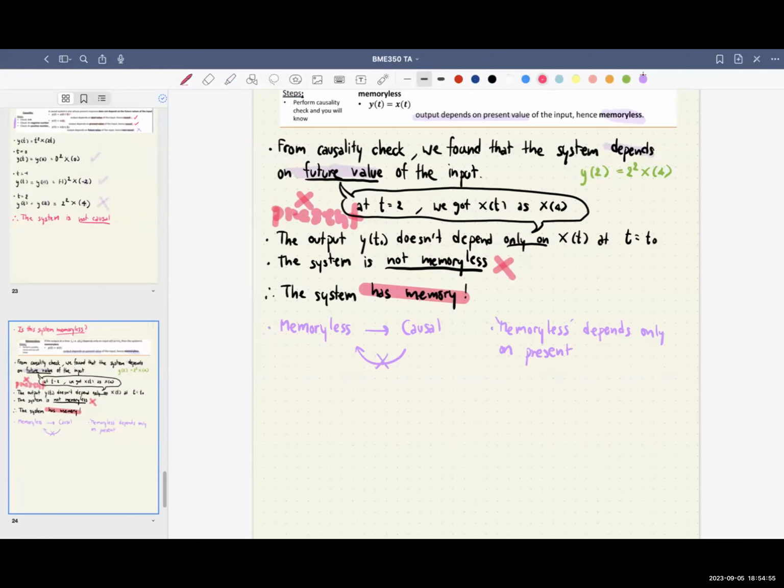There's also one thing that I want to mark with everyone. Sometimes, when we see a system that is memoryless, it's going to be causal, because it depends on the present, right? However, when we see a system that is causal, it doesn't always mean that the system is memoryless. Can anyone help point out why that is the case? Can you remember what the criteria is for a system to be causal?